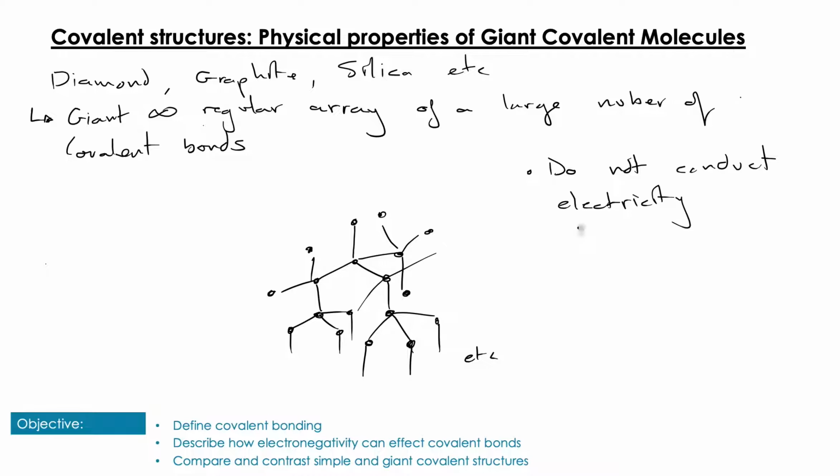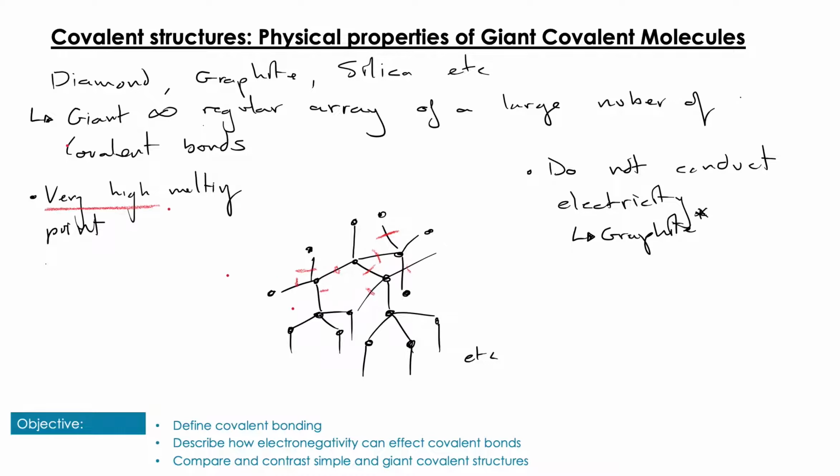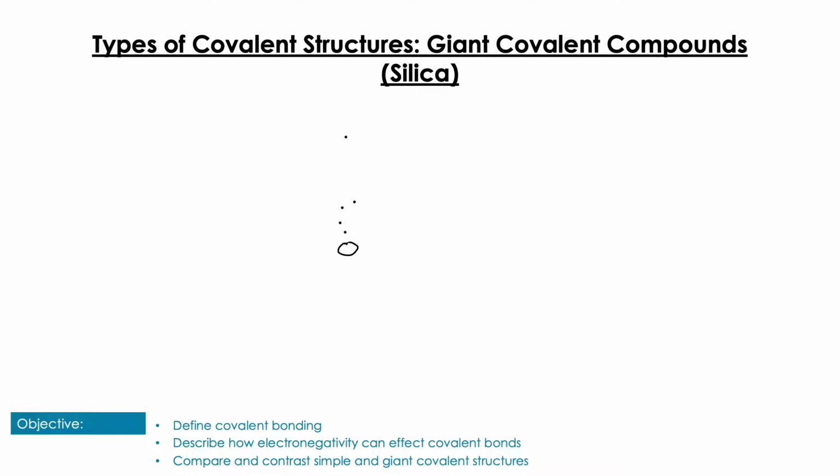Now, they still don't conduct electricity because there's no way for them to pass electrons or charge through the molecules, except in the case of graphite, which we'll look at. They have very high melting and boiling points, again, because if we want to melt or boil these, we have to break every single carbon bond. And they also are very hard, again, apart from graphite, because of the very strong covalent bonds in that lattice arrangement. So the next covalent structure we're going to have a look at is silica.